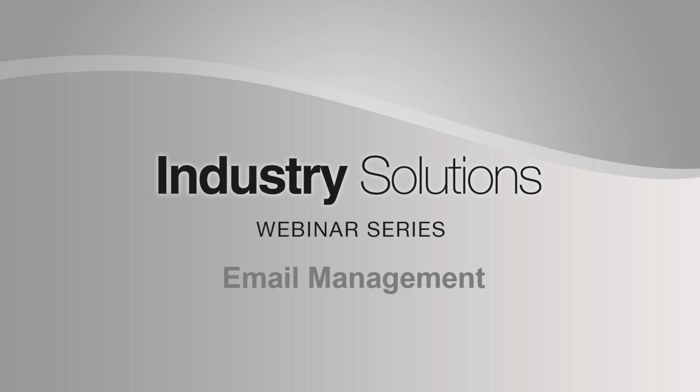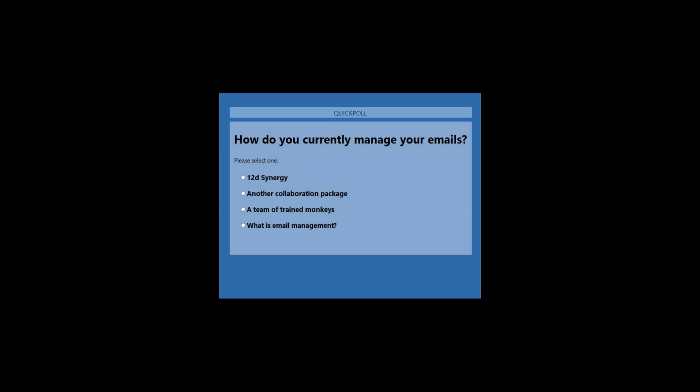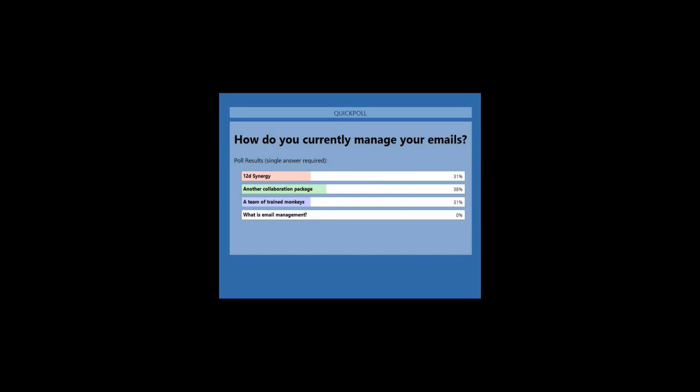While we wait for everyone to finish joining, I'll pop up a polling question. You'll have about 30 seconds to enter how you currently manage your emails, and then I'll show the results. Okay, looks like a pretty even split of answers today. I'm glad to see some people are flying the flag for worker monkeys. Thanks, everybody. Let's get started.